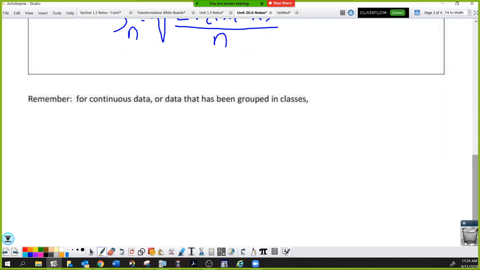And then please remember, for continuous data or data that has been grouped in classes, we use the midpoint or mid-interval value to represent all the data in that interval. It would be rare that you have all of the information of what's in that class. You'll know how many things are in it, but you won't know how many are in the middle, how many are at the beginning, how many are at the end. So we have to estimate and just say, look, that's the best we can do, and use the mid-interval value. I like that better than midpoint.